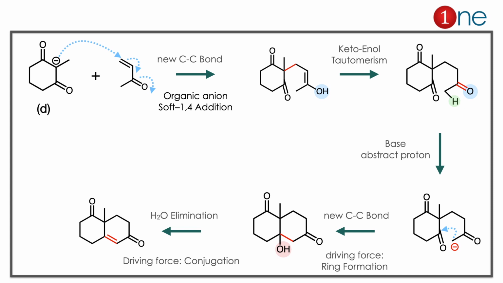The anion formed at the 2nd position with diketones. Here the concepts you have to learn are: organic anions most of the time undergo 1,4 addition. Second thing, a cyclic system is always more stable than a linear system.